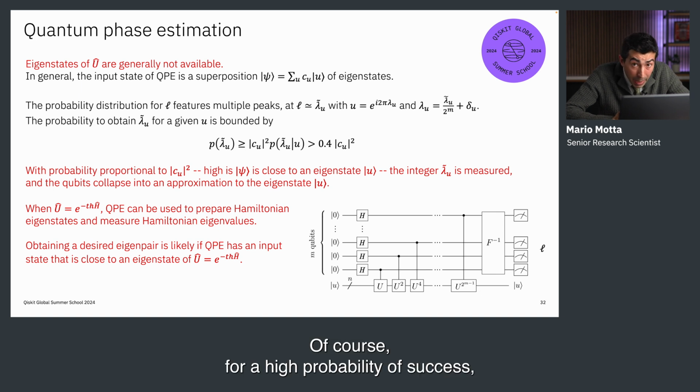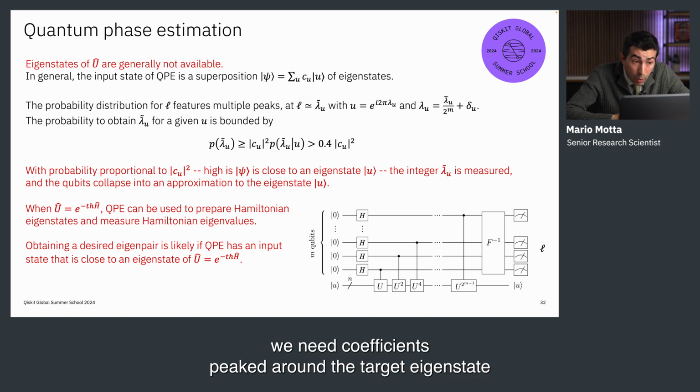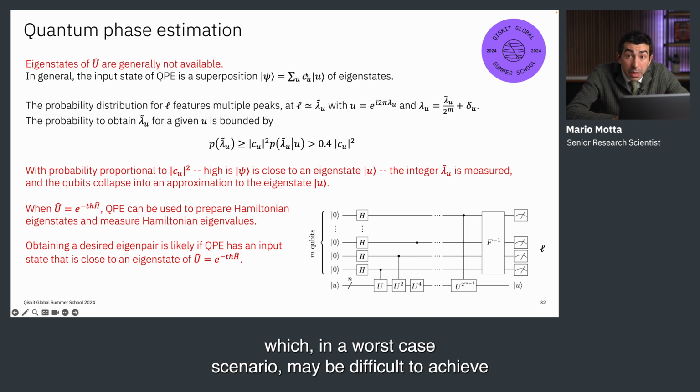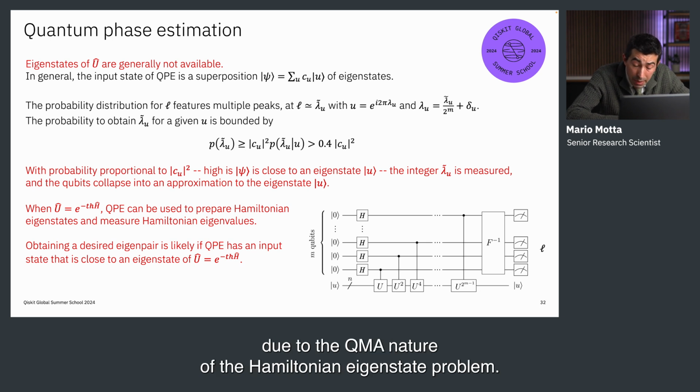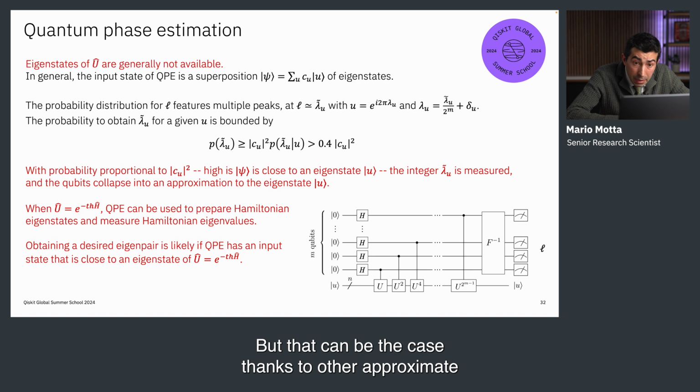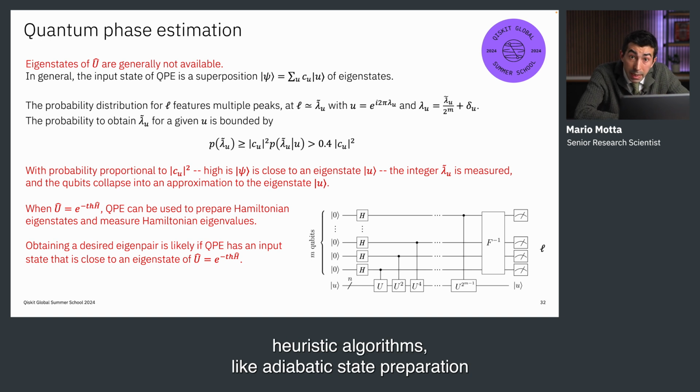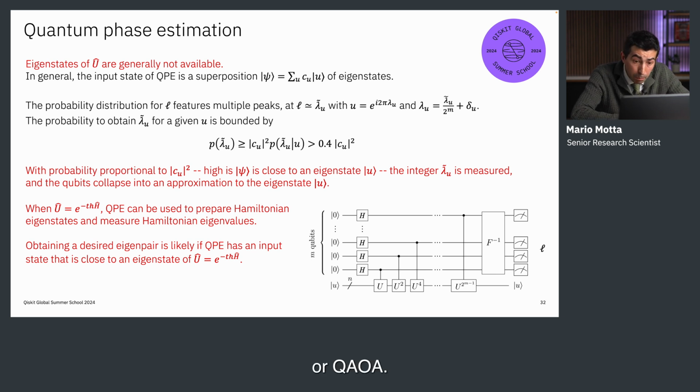Of course, for a high probability of success, we need coefficients peaked around the target eigenstate, which in a worst-case scenario may be difficult to achieve due to the QMA nature of the Hamiltonian eigenstate problem, but that can be the case thanks to other approximate heuristic algorithms like adiabatic state preparation or QAOA.